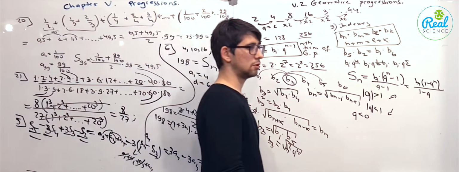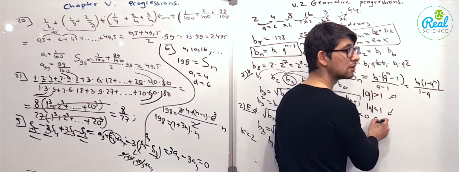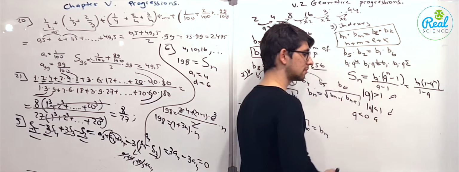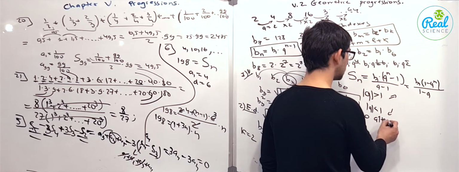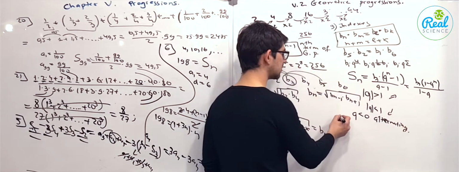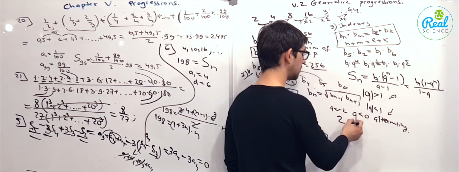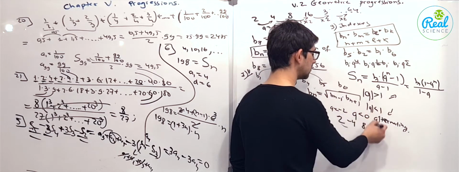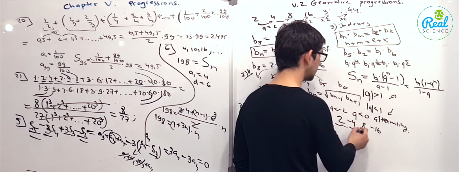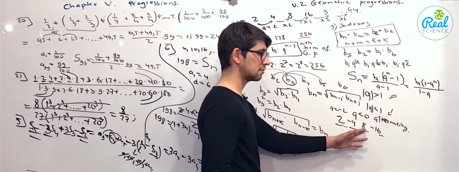What if your q is negative? Also decrease? No. Alternating signs. So for example, your first term is 2 and your q is some negative number, minus 2. It will be minus 4. The next term is 8. The next term is minus 16. So you have alternating signs. Plus, minus, plus, minus, plus, minus.